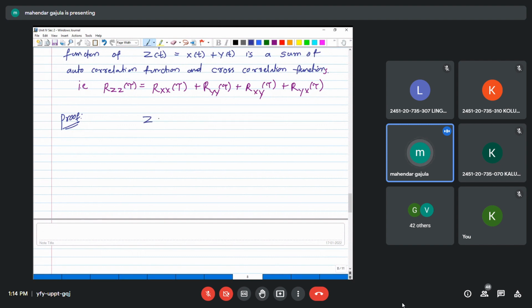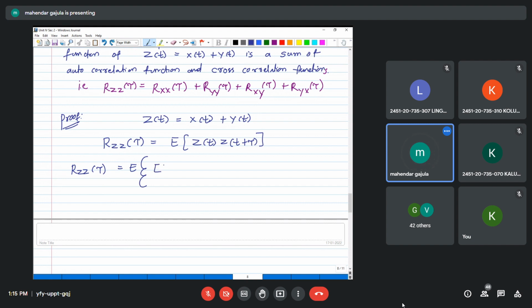So what is given? Zt equals xt plus yt. What we have to find? R double Z of tau. What is the formula of autocorrelation? Expectation of zt z t plus tau. Earlier it was x, now it is z, that is the only difference. R double z tau is equal to expectation of what is zt?